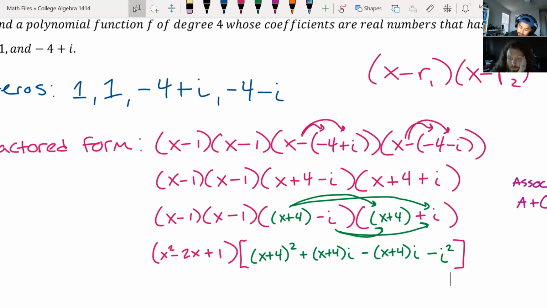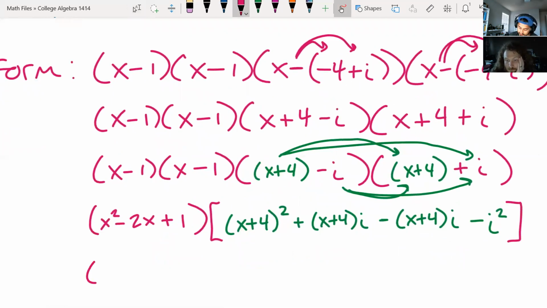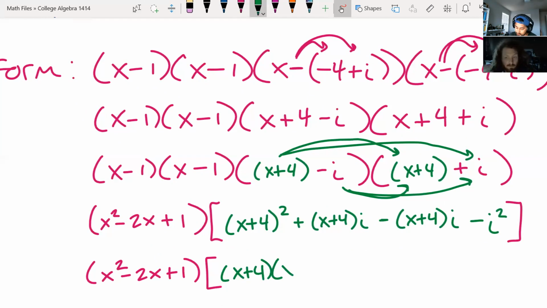Okay. So now we clean up more. I'm going to leave the first set of parentheses alone. And now we have to expand. X plus 4 squared is x plus 4 times x plus 4. What's going to happen to your x plus 4 i's? Would they cancel out to form 1? They will just cancel, because they are the same term, just opposite signs.